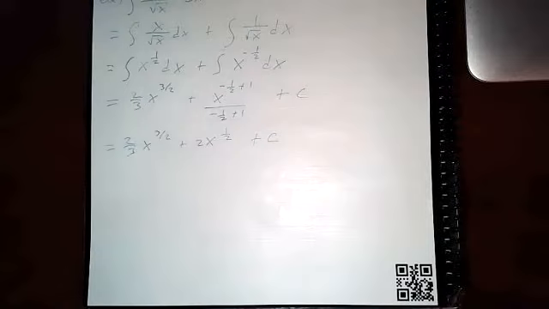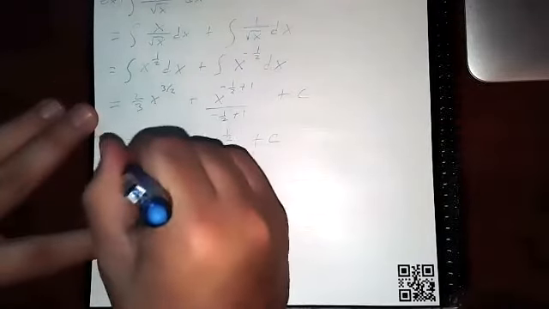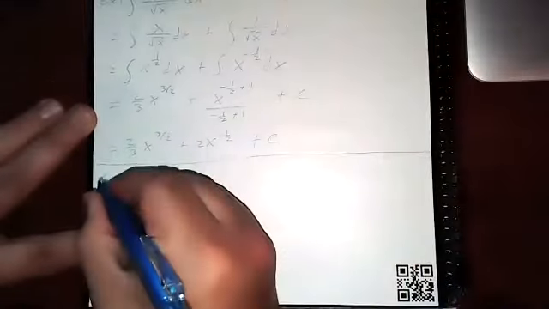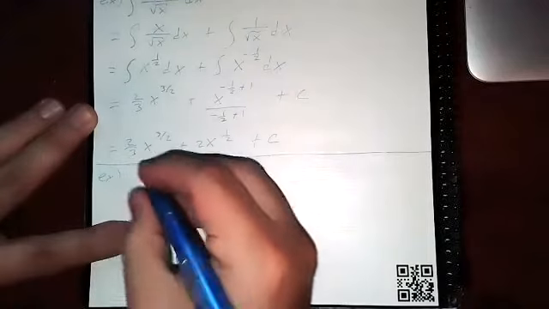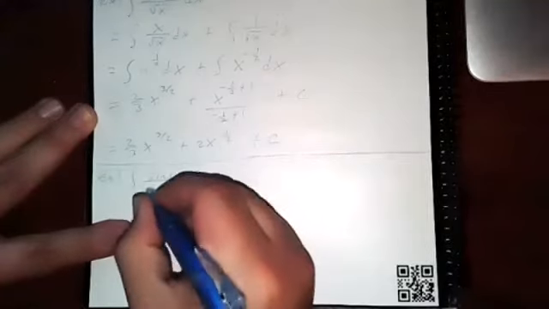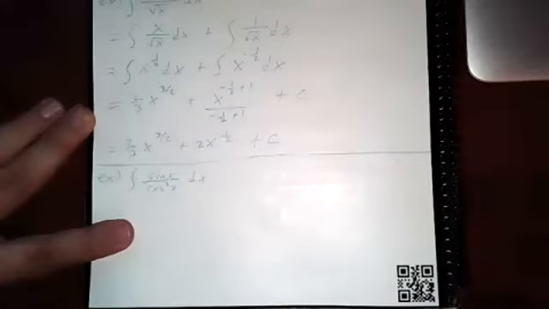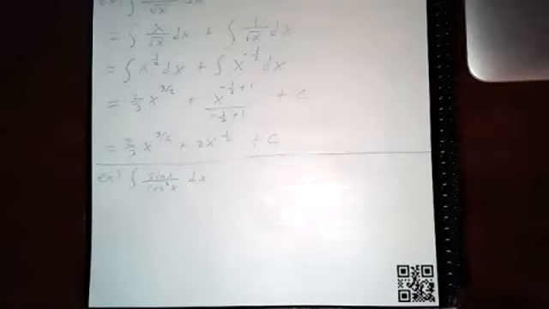Okay, let's see here. Can do 1 or 2 more and we'll take a break. All right, integral of sine x over cosine squared x dx. How do you approach this?